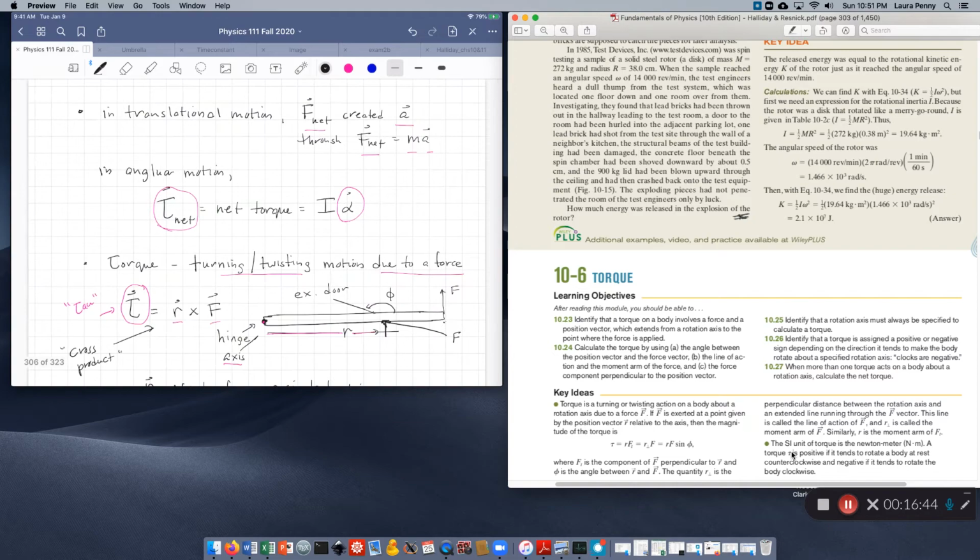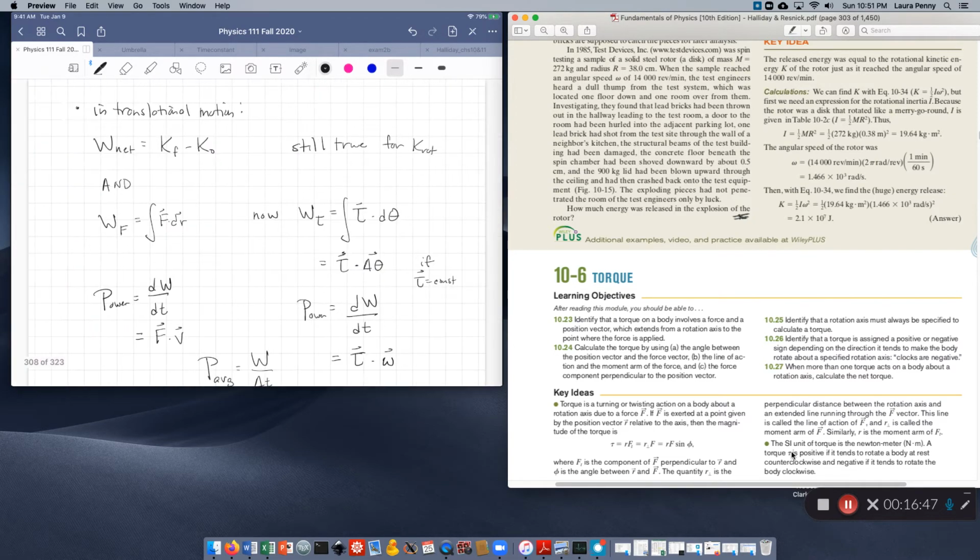Let me see if we can look really briefly at this. One more thing: for translational motion, we had the work kinetic energy theorem, which said that the net work done by all of our forces was equal to the change in the kinetic energy. This is still true. Forces and torques can do work. Forces are involved with torques, and so we can still have work being done, and we can have a change in kinetic energy that's not just a change in translational kinetic energy, but also a change in rotational kinetic energy.